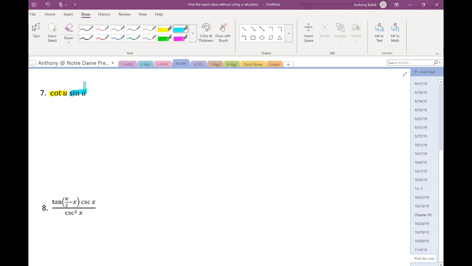Will the odd-even identities be useful? No, because I have no negative signs anywhere, right? So really, I'm going to be looking at the reciprocal or the quotient here. Everybody agree with that? Which one from there would I want to use? Colette? That's the one that I would be looking at, because it has another sine in that relationship.